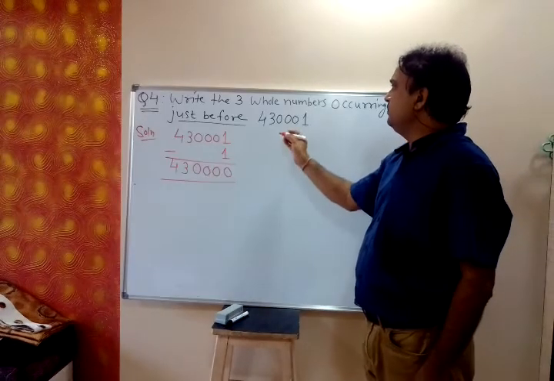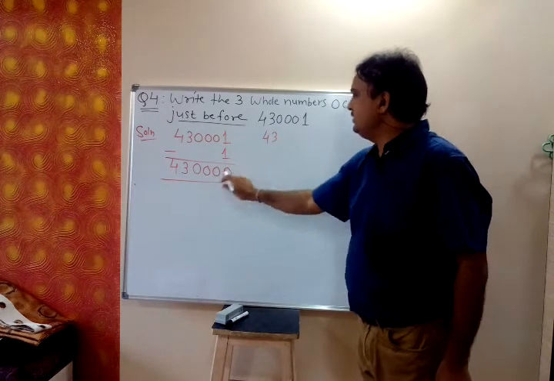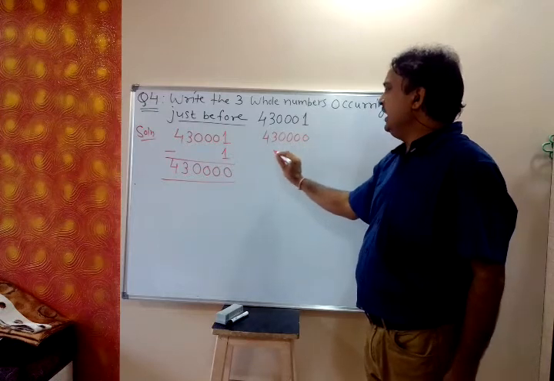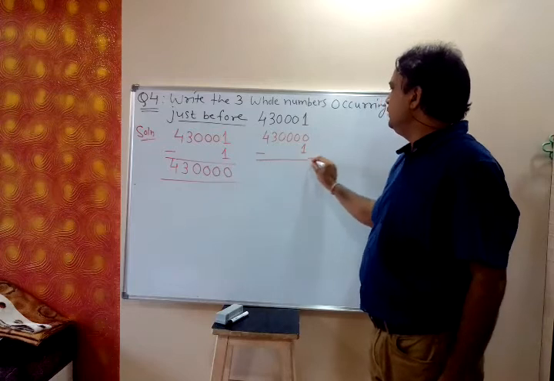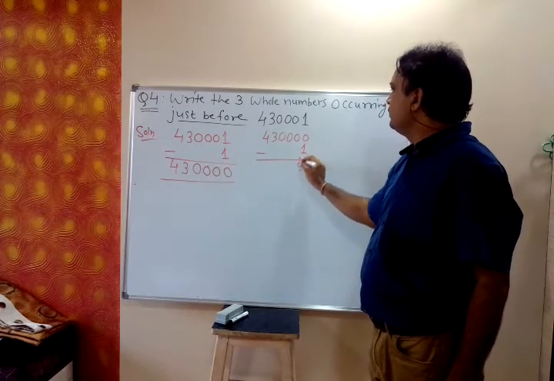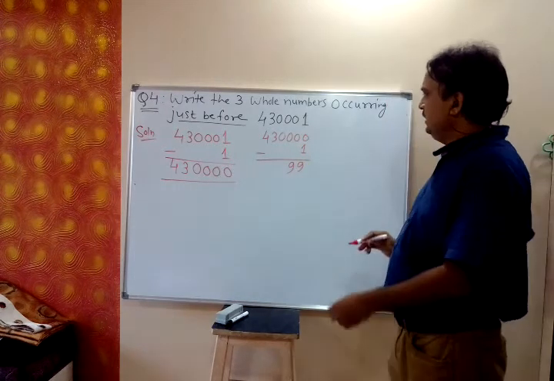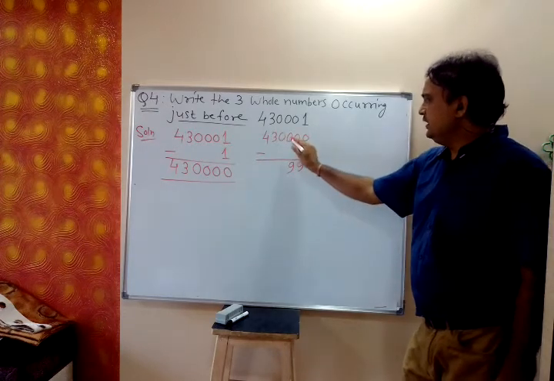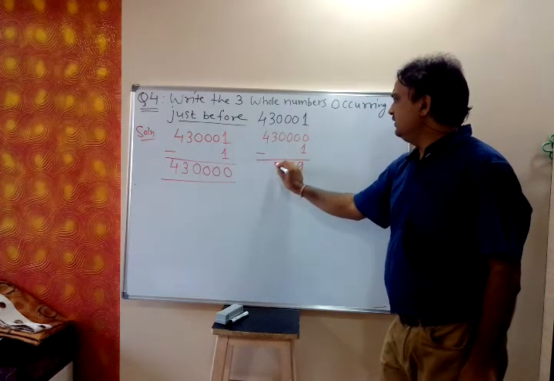Now for the second whole number before this, so 4,30,000. From this I will subtract 1. So 0 minus 1, we cannot, so 1 is carried. 10 minus 1, 9. Then 9 will be left. Yes, now it is clear. 9, then 9 is left.